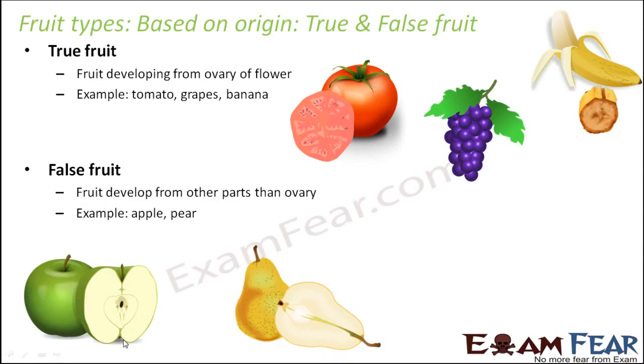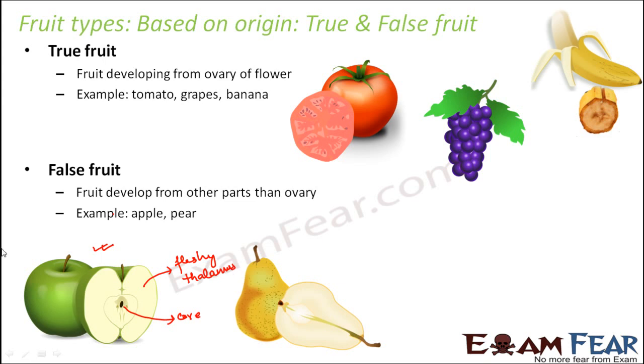When I talk about apple, in this apple what happens is the central core, here you see the central core, this core actually consists of the remains of the ovary. So the ovary of the apple is only at this center. Only at the central core you have the remains of the ovary. But the fleshy part which we actually eat is nothing but the thalamus. So thalamus is not a part of the ovary, right?